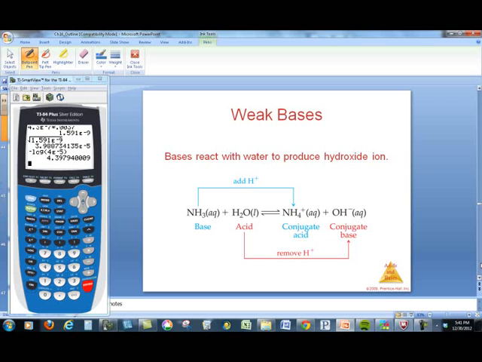Alright. Bases in general react to produce hydroxide ions. So even if I start with something that is not a hydroxide, you know, obviously if I have NaOH, it's going to break apart to Na+ and OH-, right? But I can even have a base like ammonia that doesn't have an OH in the formula, but when it reacts with water, the H+ comes over here and you're left with the OH-, right? And that's where you end up.